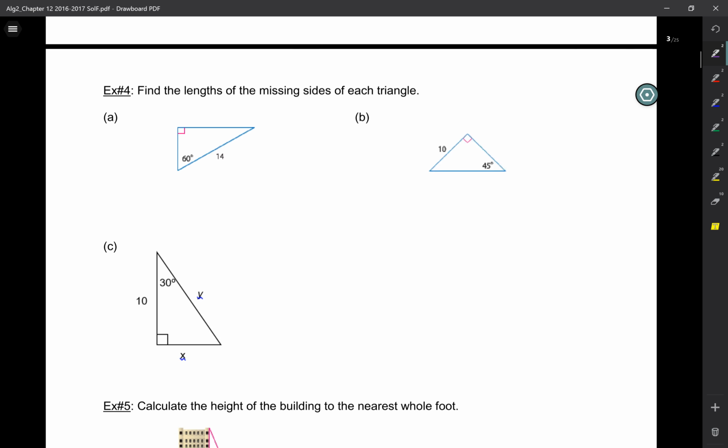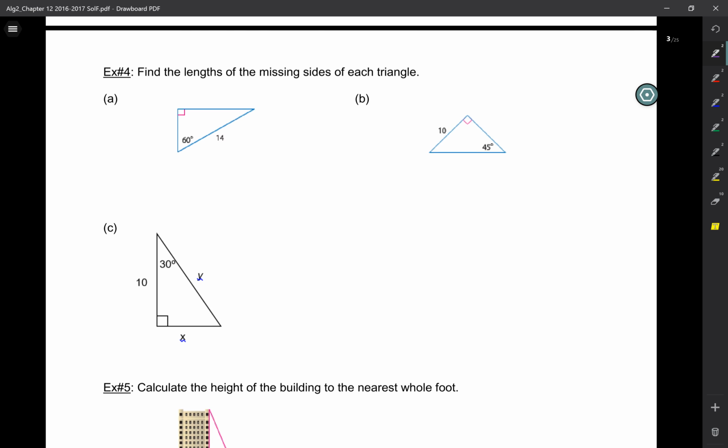All right, so let's find the lengths of these triangles here. If there is a 60-degree angle here, then this is 30 degrees. So this is the short leg, x. And this is the hypotenuse. Now remember how we said the hypotenuse is twice the short leg? So the short leg must be 7. And the other one is 7√3. In a 45, 45, 90 triangle, you have two legs of 10, 10, and 10 root 2.